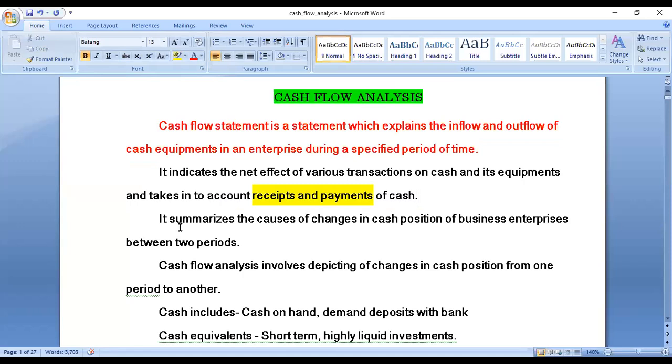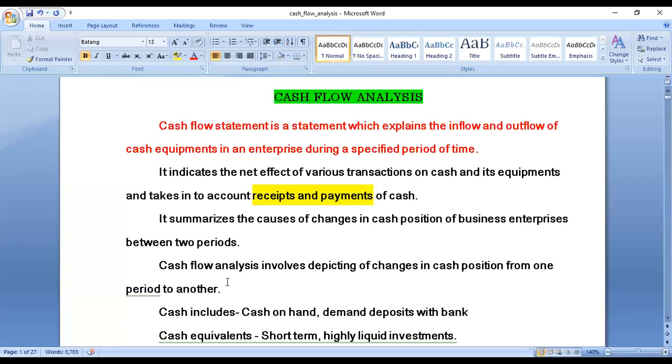So it explains the reasons for changes of cash position in the enterprise regarding the two periods. What is the cash position of 2018? What is the cash position of 2019? Why the cash position of the enterprise decreases or increases or stays stable, we should indicate in the cash flow analysis. So it summarizes the causes of changes in cash position of the enterprise between two periods.